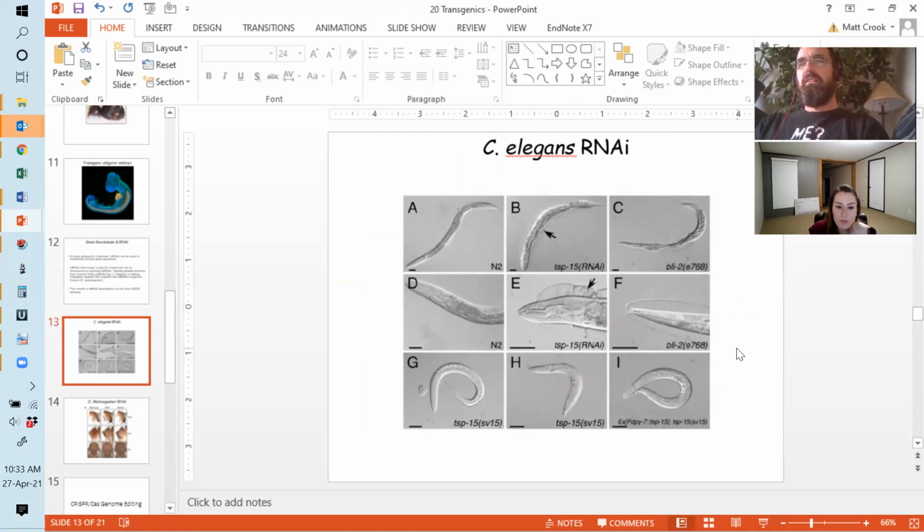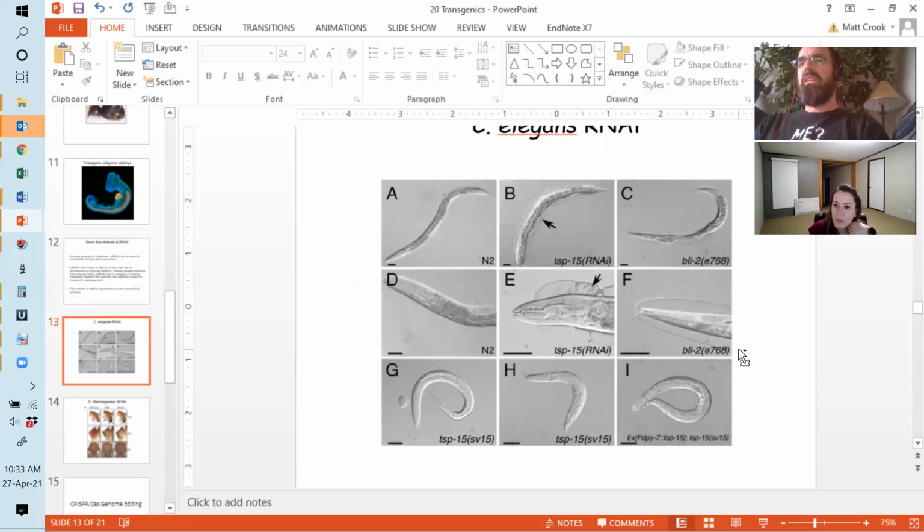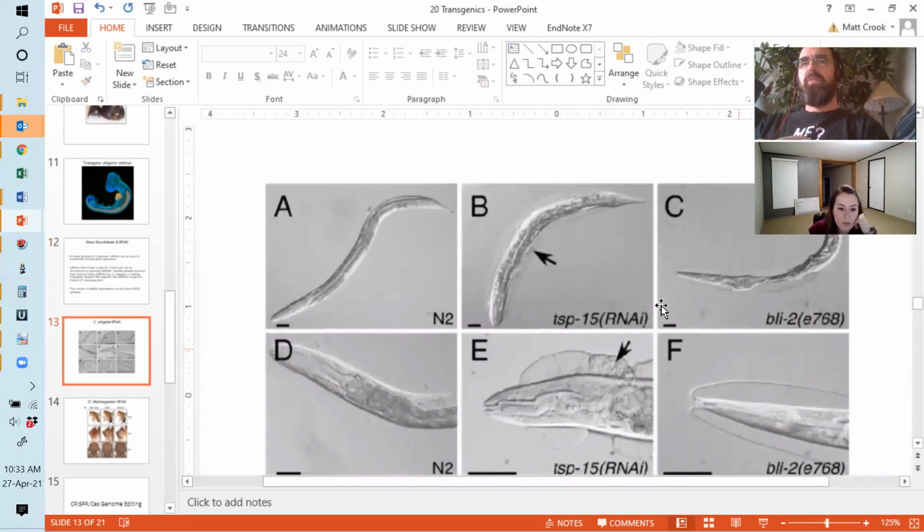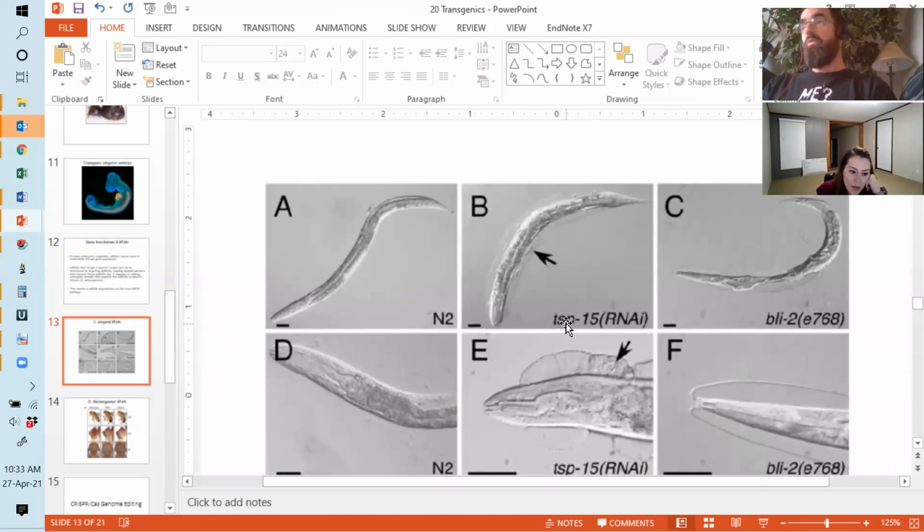Worms are neat because lots of it's really easily visible, right? So this is a normal worm, N2 wild type. And if you knock down this gene, whatever this does, or this one, you get this really nasty cuticle phenotype. This is basically the old cuticle from a previous molt, the cuticle lifting off. And so these worms basically choke themselves, because they can't get out of this cuticle.